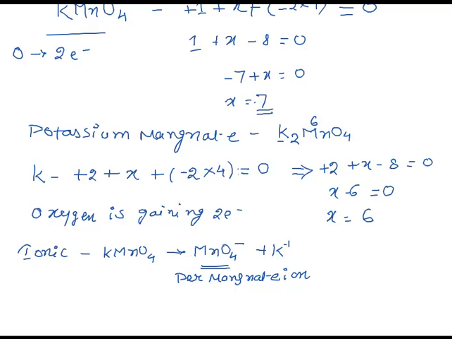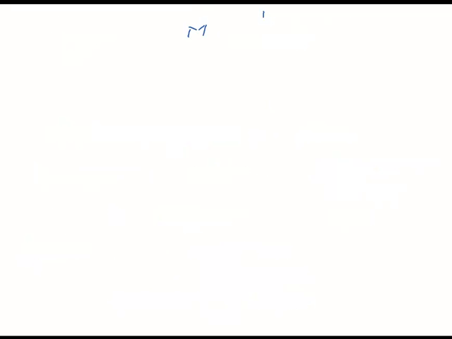Okay? Now likewise your K2MnO4. So this would be MnO4 2 minus. Why? Because it is losing 2 potassium ions. Okay? Now what will be the name of this compound? It would be manganate ion. Is my point clear, students?